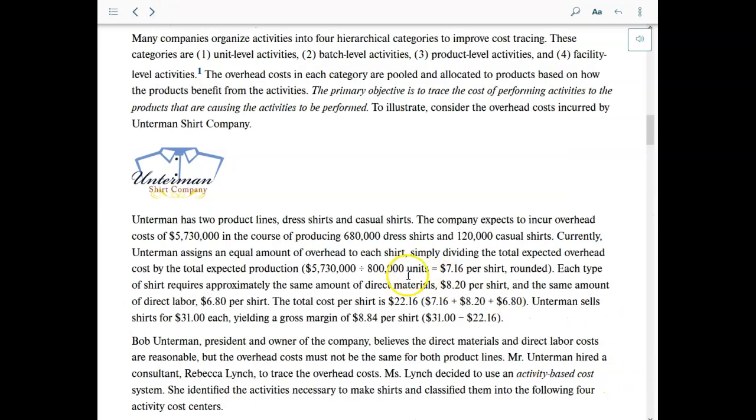So here we're back at the previous page. We had the example of a shirt maker. It looks like for the production process for the whole year, we incur $5,730,000 of overhead cost. We make 800,000 shirts, 680,000 dress shirts, 120,000 casual shirts. So that adds to 800,000, divide. So $7.16 per shirt is how much overhead we allocate to each of those production lines, dress shirts and casual shirts.